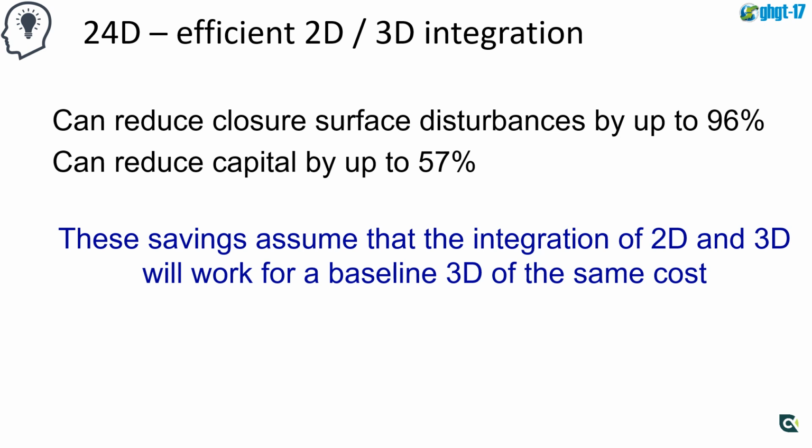They assume that we can actually pull off the integration of this 2D and 3D, this 24D idea, that it'll work from a baseline that costs no more than a regular baseline would cost, and that it would indeed fulfill all the needs of MMV. So it's really the purpose of this talk to show that such a thing is possible, and in fact, how might it best be done? What kind of a 3D can do these things and not cost more?